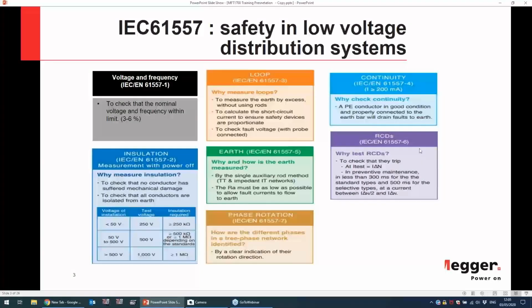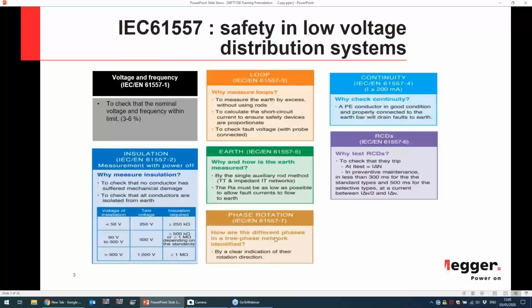Then you have the RCD test, or some of you may call them ELCD, residual current differential devices, used to protect against earth faults or earth leakages. There are different ratings for them, at how much earth leakage the device should trip, for different purposes. We'll talk about how to test them. Usually you test at how much actual earth leakage current the device is specified to trip, and also how much time it takes for this device to trip.